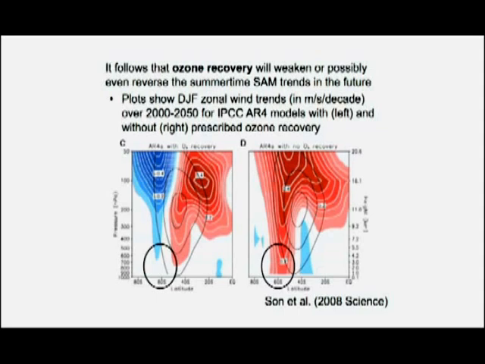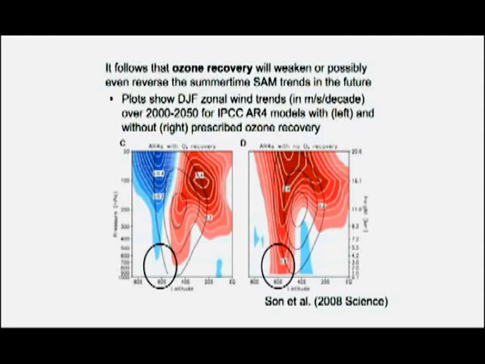Then we expect that the sign will turn around. And that means that ozone recovery would weaken or possibly reverse the SAM trends. I should say that climate model predictions are that increasing CO2 will also strengthen the surface winds. So in the past, they were acting in the same direction. In the future, they'll be acting in opposite directions.